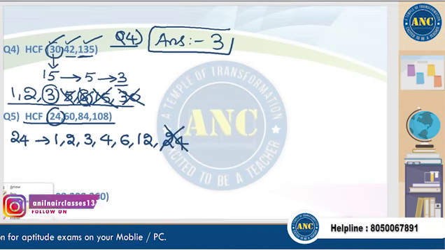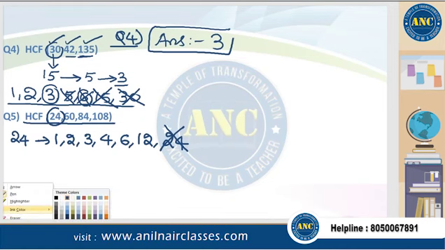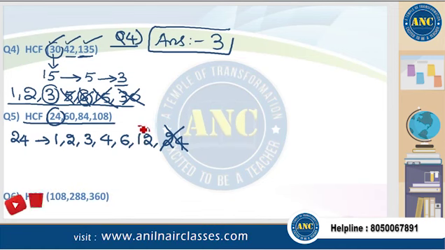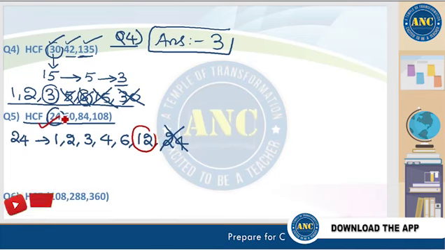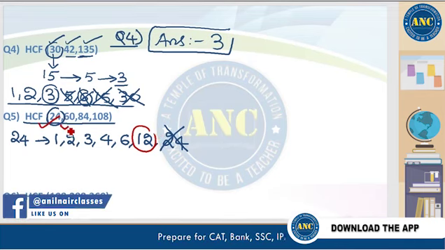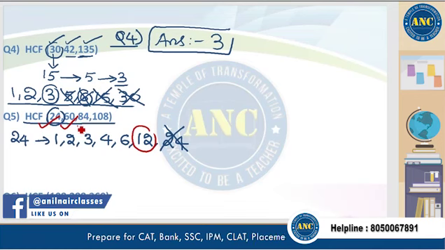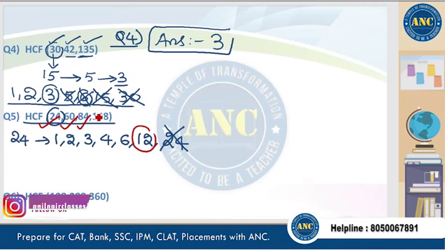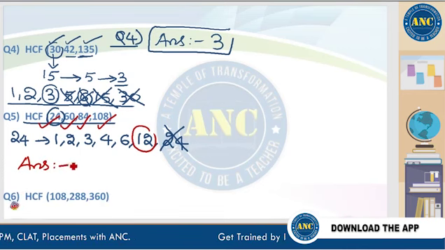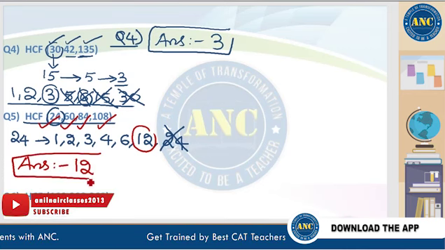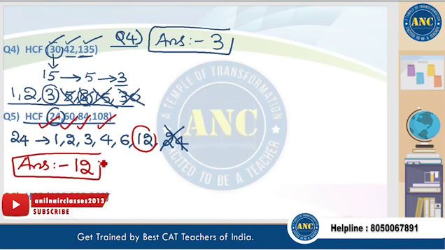Now the next highest factor is 12. Check whether all the numbers are divisible by 12. 24 is divisible by 12. 60 is divisible by 12. 84 is divisible by 12. 108 is divisible by 12. So the answer for this question is 12.